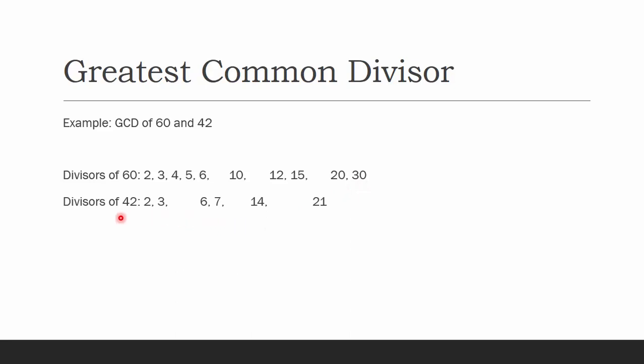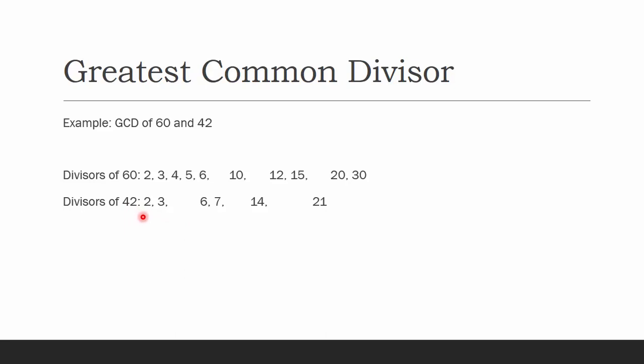Next is the list of divisors of 42. 2 can divide 42. 3 can divide 42 to become 14. 4 and 5 cannot, so 4 and 5 do not appear in the list for 42. 6, yes, can divide 42. 7 can divide 42 also, but 7 cannot divide 60. 8, 9, 10 until 13 cannot divide 42. 14, yes. 15, no, until 20. And 21, yes, can divide 42.